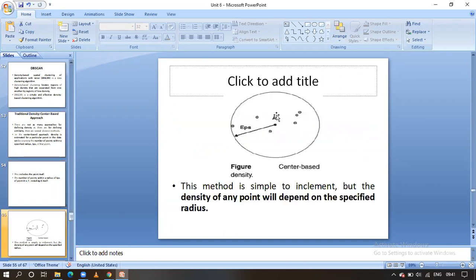This is the diagrammatical representation. EPS is the radius, and the center point we have started from is A. Within that EPS radius, we have formed one circle in the center-based approach in DBSCAN. How many points are there in this cluster? 7 points: here 1, 2, 3, 4, 5, 6, and the center point 7. Simple approach, guys. DBSCAN is nothing that difficult.